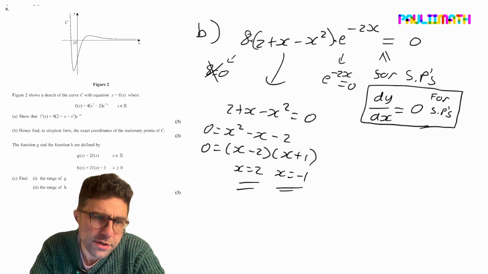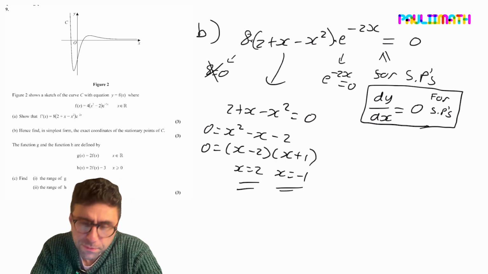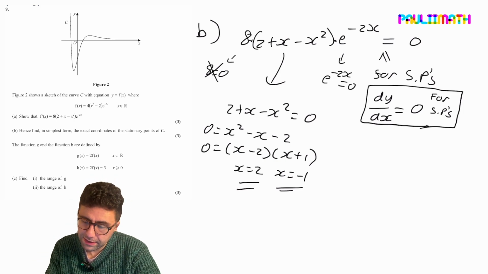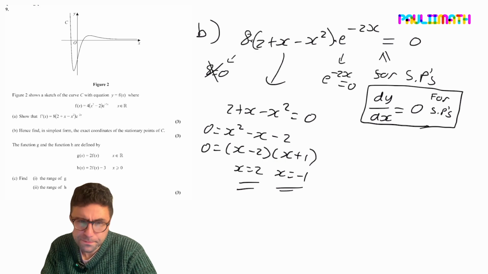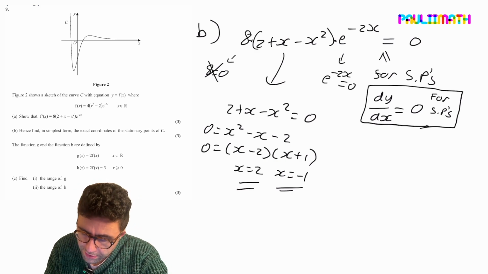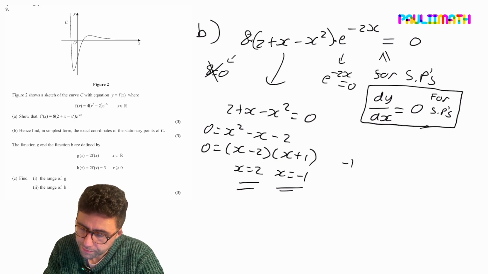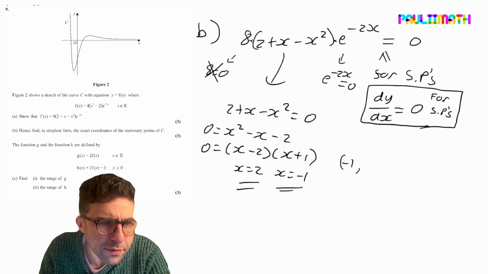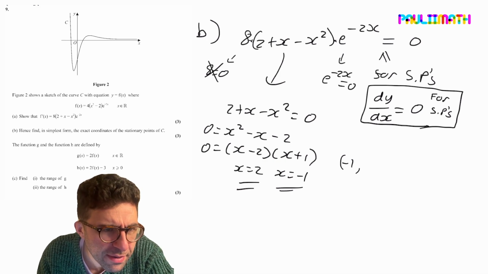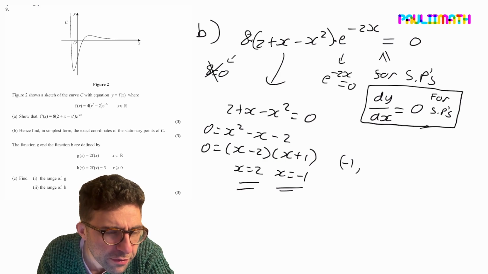Oh, looks quite nice in that picture. So we can see the minimum will be at minus 1 and that maximum will be at 2. Could do with the y coordinates. Let's do it then. Subbing back in to the original equation, you'll get for minus 1, the y will be, I'm actually going to do this in my head. I'm an absolute maverick, to be honest with you.